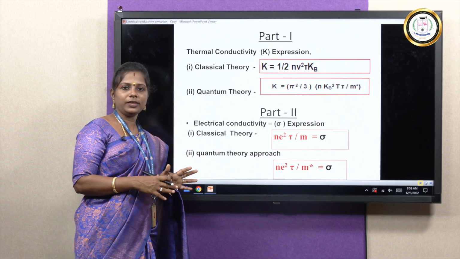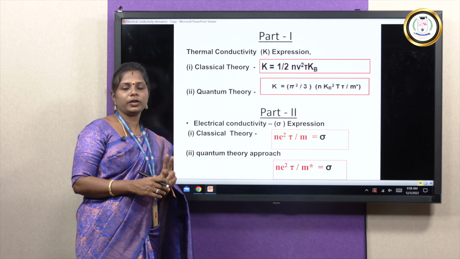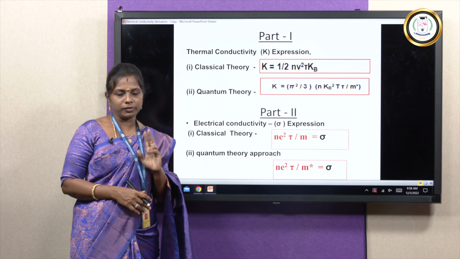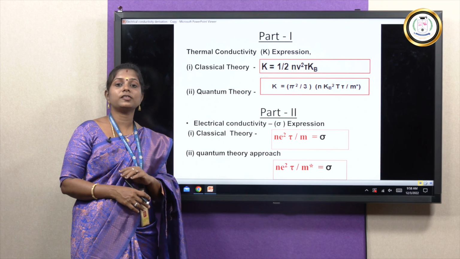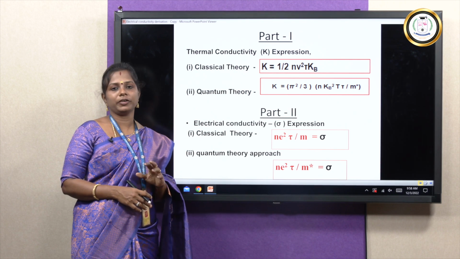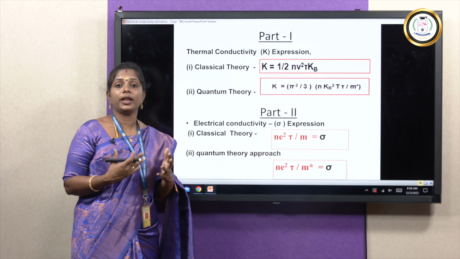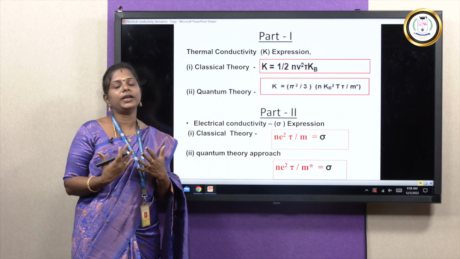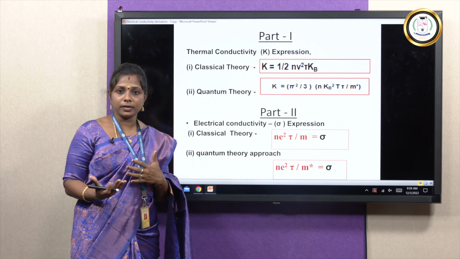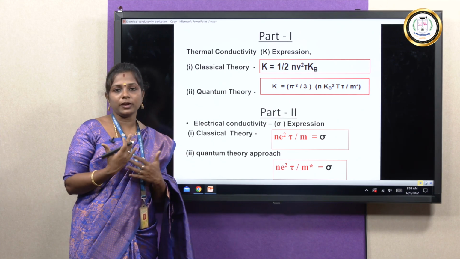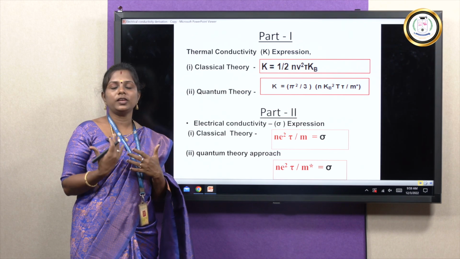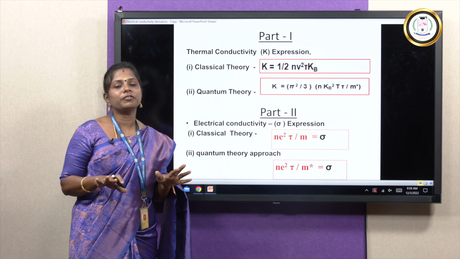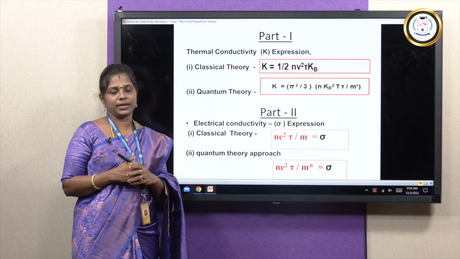We want to notice here that the quantum approach alone considered the effective mass of an electron. The classical theories failed to consider the effective mass of an electron. It means how the electrons undergo a change in mass with respect to the applied electric field, or any external force, or by means of electron-electron collision. How this change in mass occurs is not considered in classical theory.